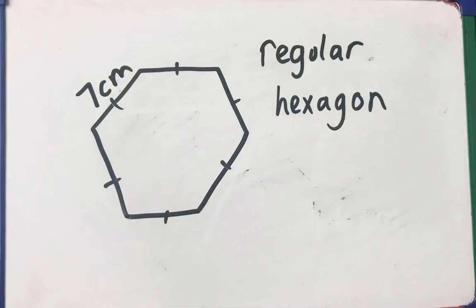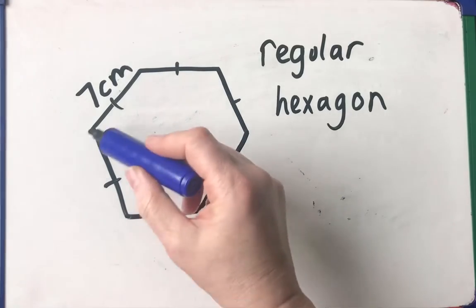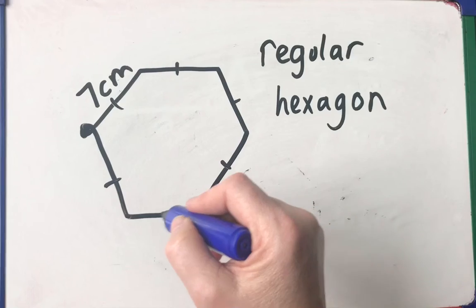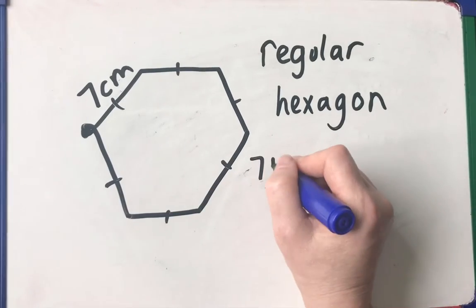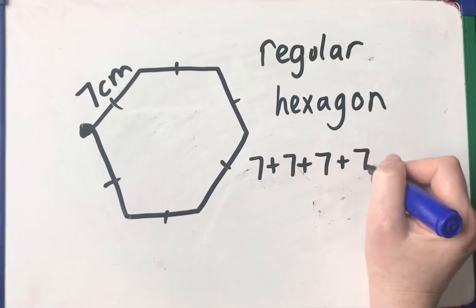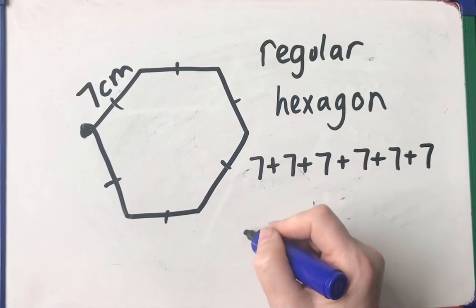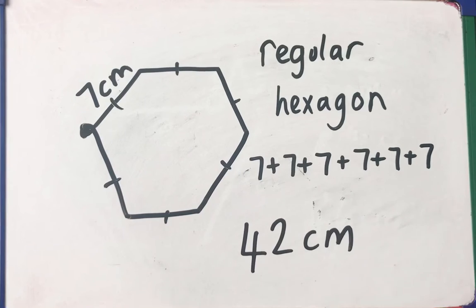centimetres. What's the perimeter? Well, it's going to be, starting here, 7 plus 7 plus 7 plus 7 plus 7 plus 7. What's a quick way of doing 7 plus 7 plus 7 plus 7? 1, 2, 3, 4, 5, 6. Well, 6 lots of 7 are 42 centimetres. The units are centimetres because it's a length.